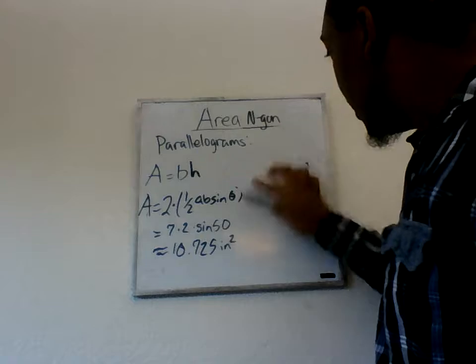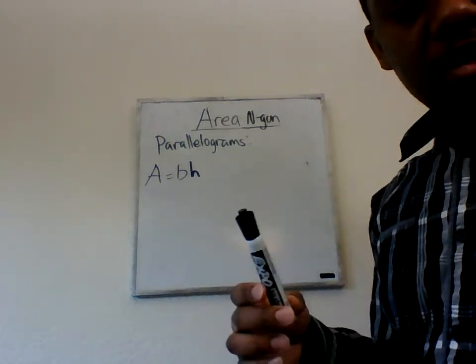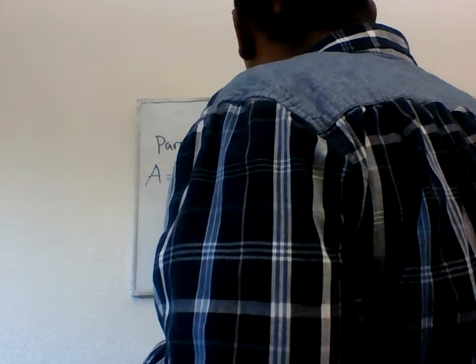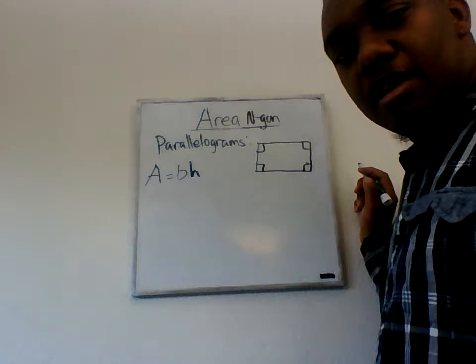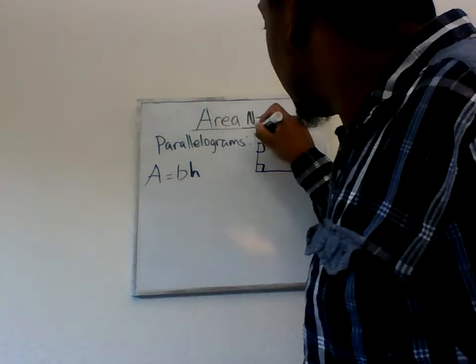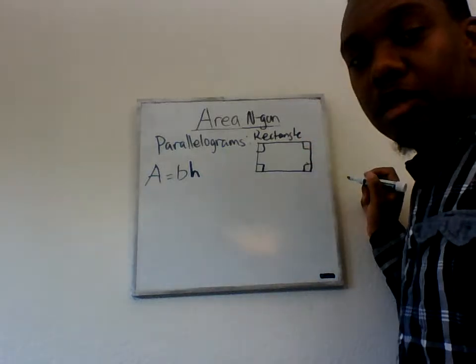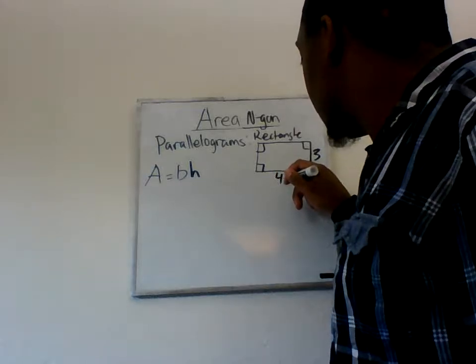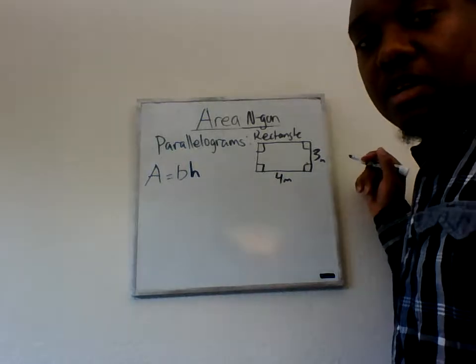Okay. So let's say we have a parallelogram that happens to also be equiangular. What do you call that? That's right. We call that a rectangle. Okay. Let's say this side is 3, and let's say that this side is 4. We call it meters. 3 meters and 4 meters. So we have a rectangle with sides 3 and 4.